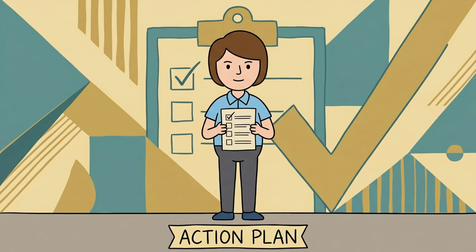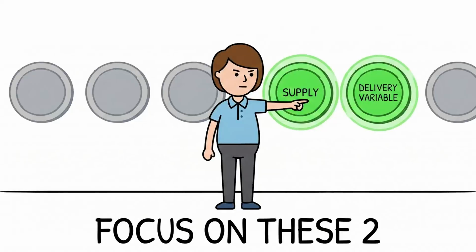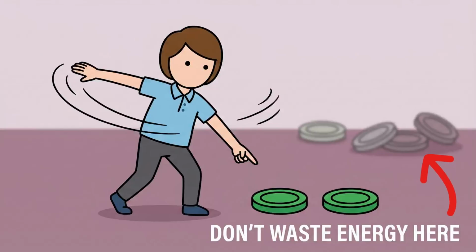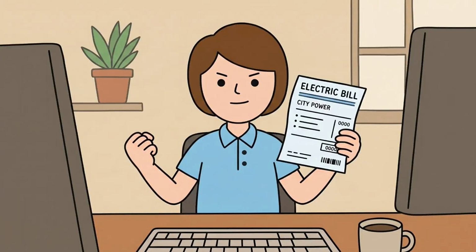Now let us talk about what you can actually do. Out of the 6 charges, you can lower 2, the supply charge, and the variable part of the delivery charge. The other four, customer charge, distribution adjustment, transition charge, and taxes, are mostly fixed or beyond your control. That is fine. Focus your energy where it makes a difference. Here is your action plan.